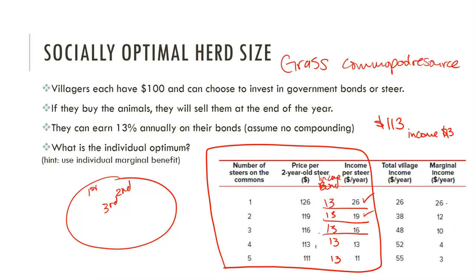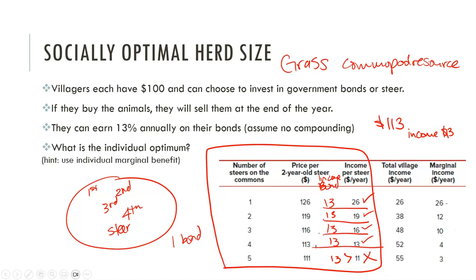And then what about the fourth one? He's indifferent, but we'll just say yes too. Okay, so third and fourth. Fifth guy, 13 is greater than 11, so he's going to say no to the steer, and he's going to buy a bond instead. So we're going to get 4 steer, and we're going to get 1 bond.